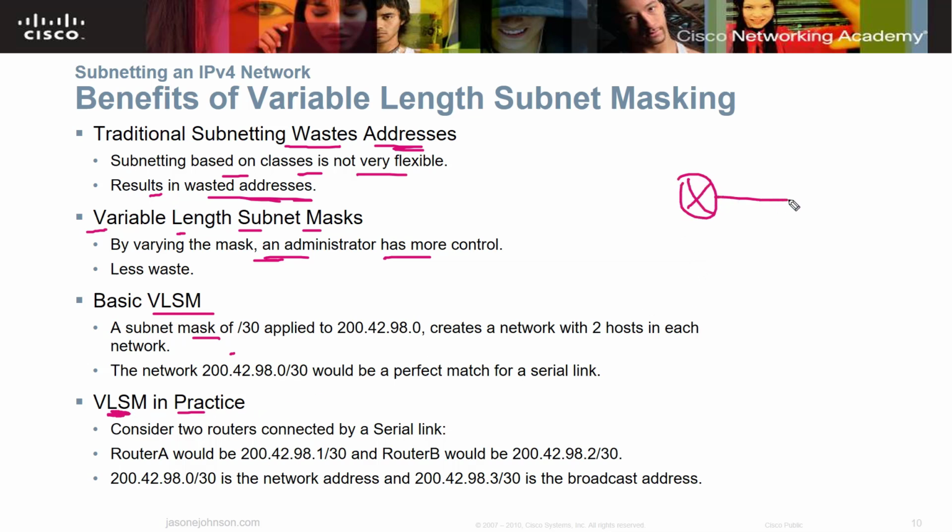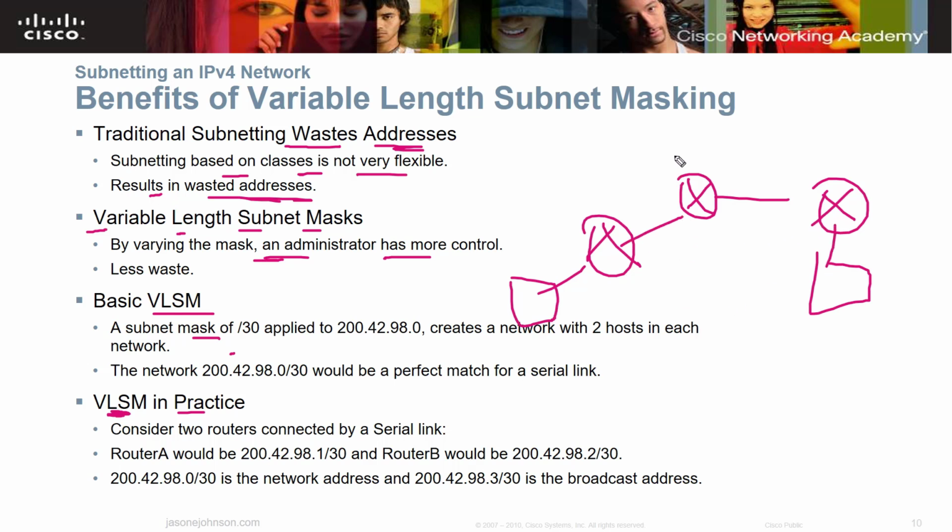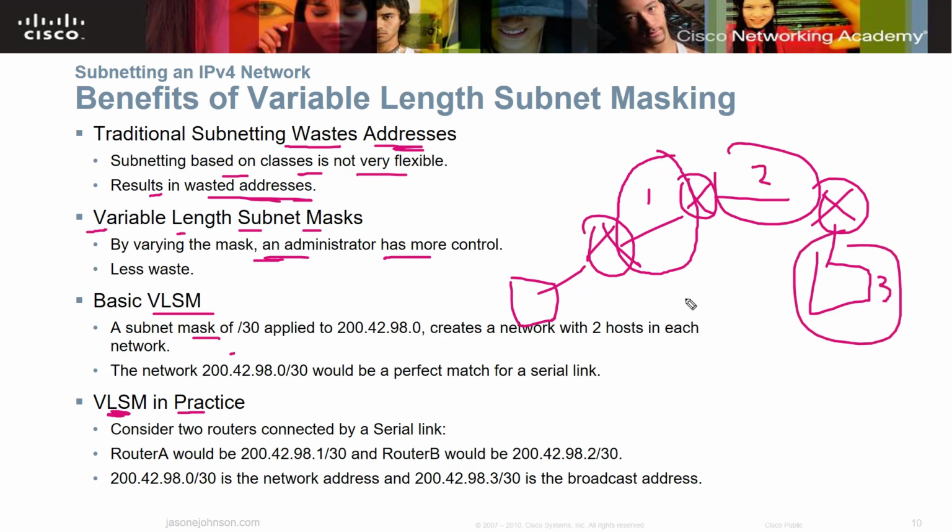So when you do VLSM, for example, let's say that we have a router here, and we have a router here, and we have a subnet here and a subnet here, like that. Well, we're going to need a subnet here for 1, a subnet here for 2, a subnet here for 3, and a subnet here for 4. So you're going to need 4 subnets, but I only need 2 IP addresses. I only need 1 on this line, and I only need 1 on this line over here. And in this subnet, I only need 1 and 2.